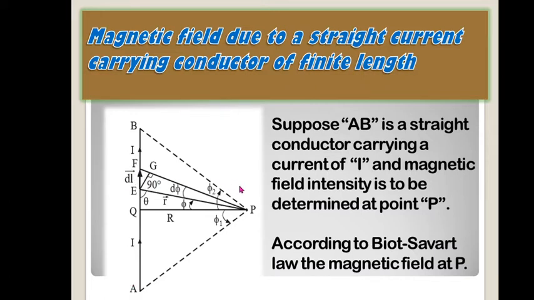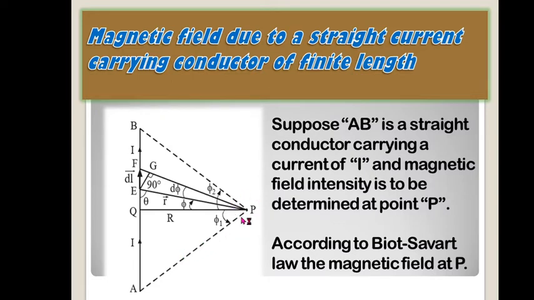Here the magnetic field intensity is to be determined at a point P. The very simple thing is that I need to find how much magnetic field there is with respect to this current carrying conductor. Right now I am going to determine it at the point P. Look at this arrow mark, I have mentioned P. P is the point, and it is far away from this AB, the straight conductor carrying current I. I need to determine the magnetic field intensity at this point P.